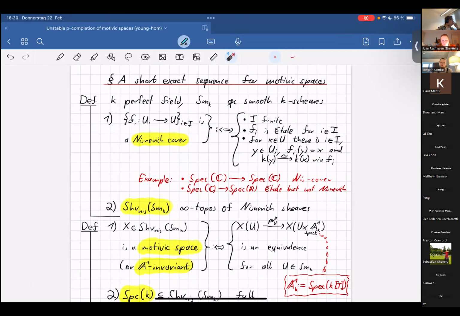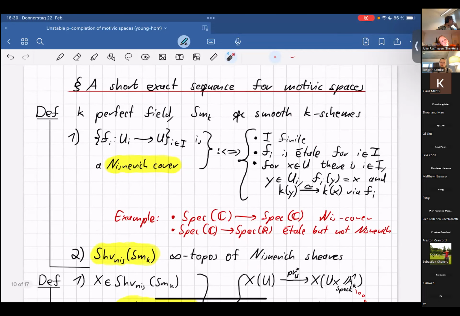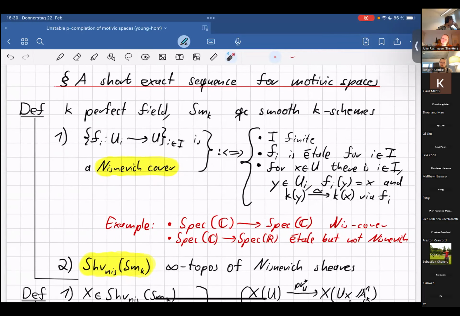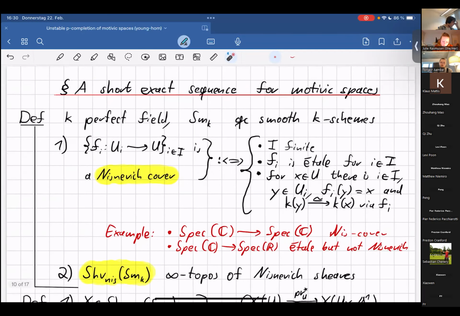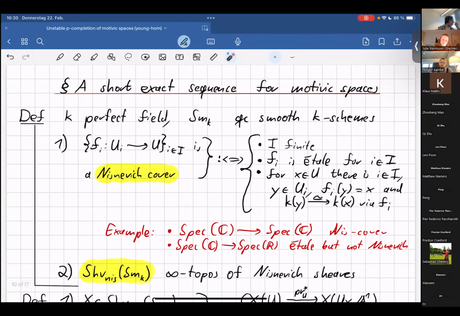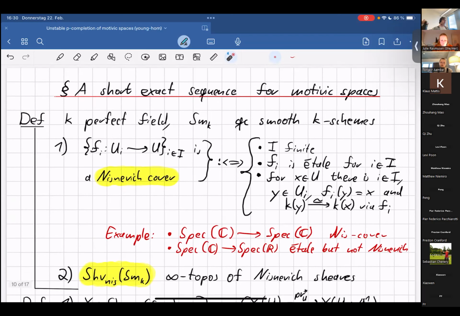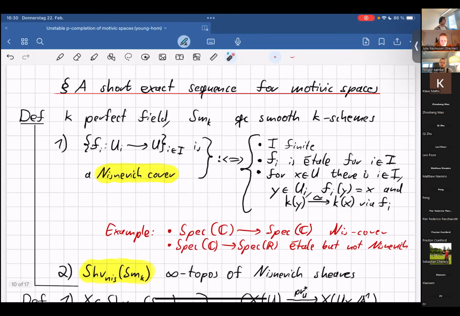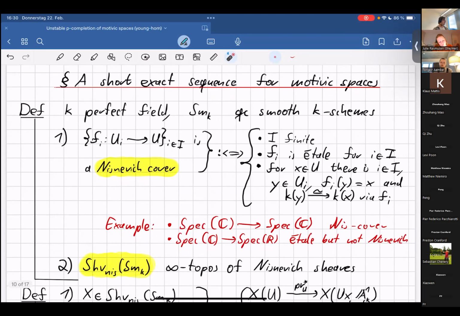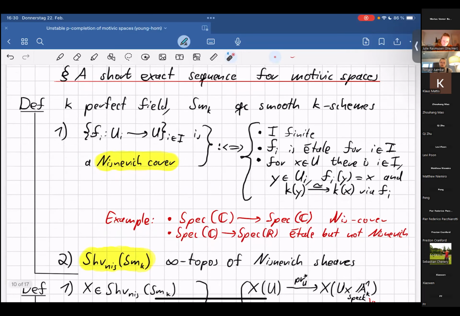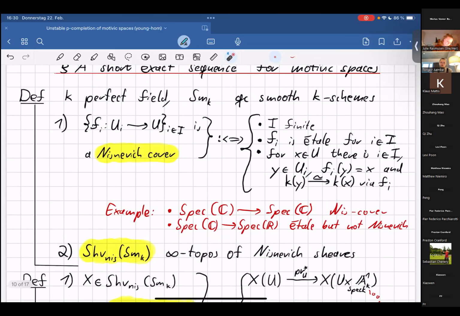So now we have talked about how one can prove something about p-completions, and for the rest of the talk I will try to explain how we get a short exact sequence of the type of this, like in the stable case, this Gauss-Wilcan short exact sequence, how we can get something like this in an unstable world for motivic spaces. So the first thing I should do is explain to you what a motivic space actually is.